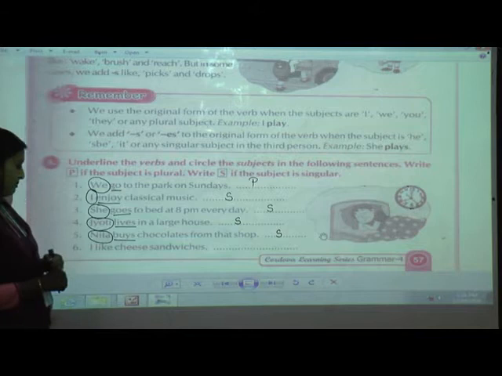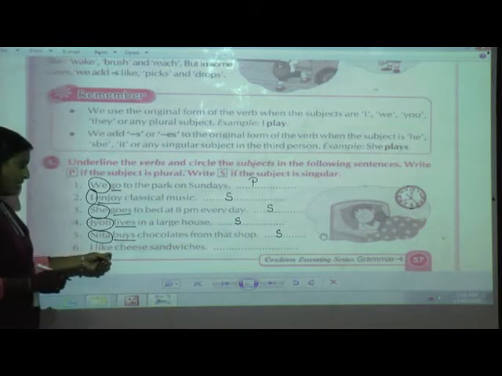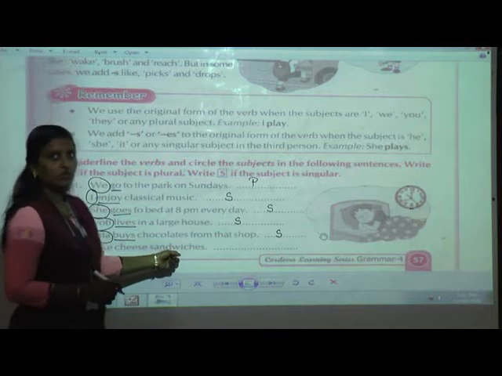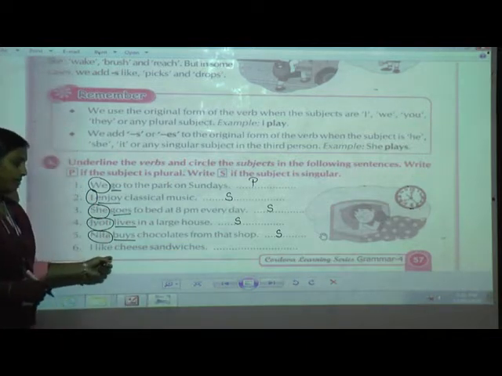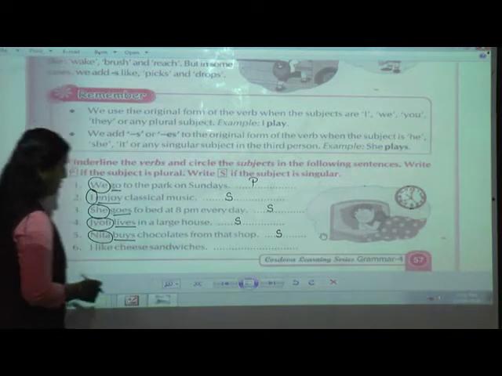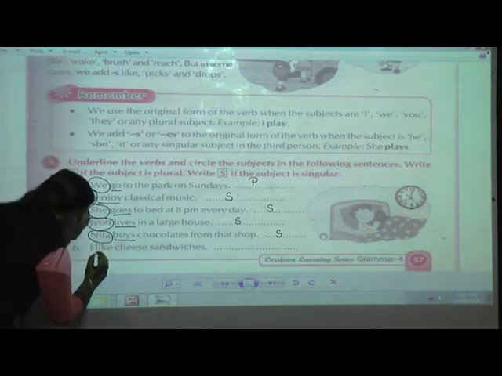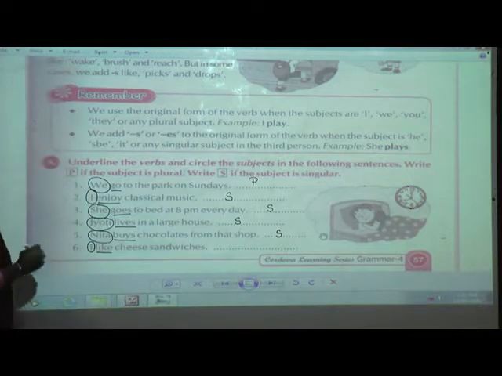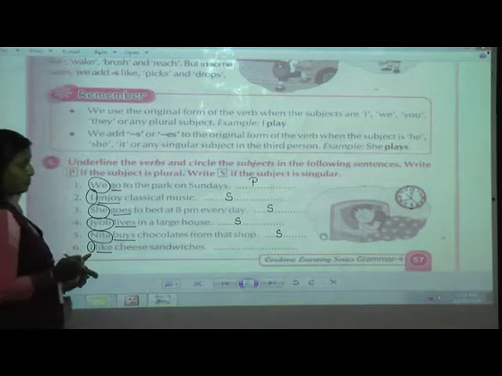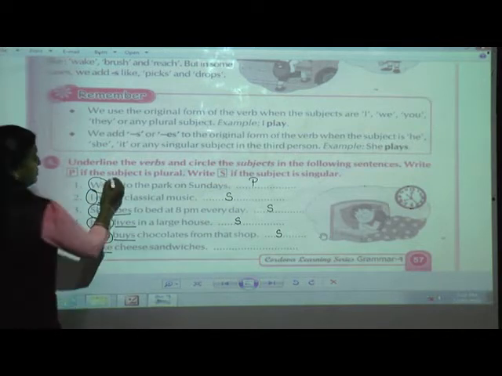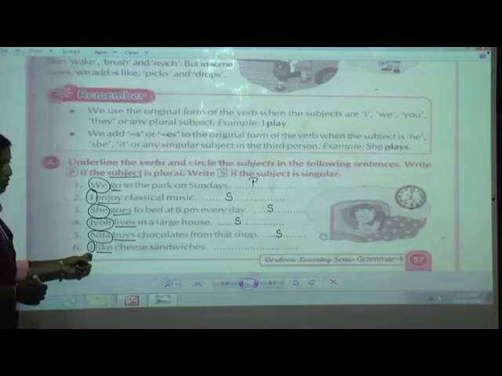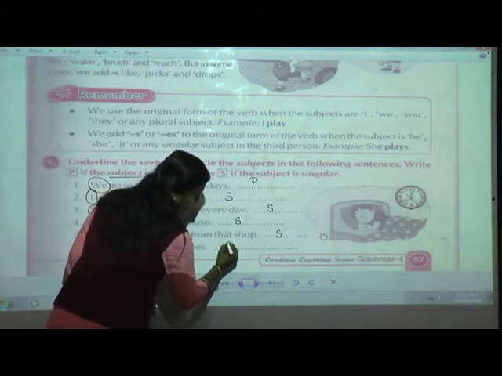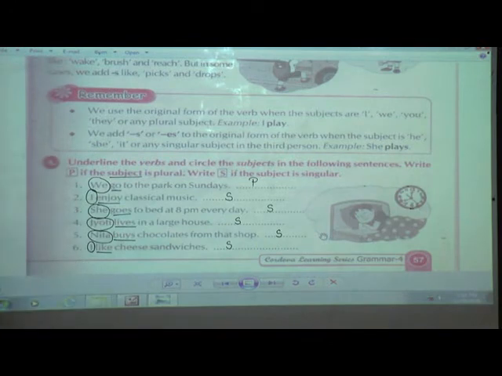You have to do along with me. Next, I like cheese sandwiches. What is the sentence? I like cheese sandwiches. So what is the verb over here? Like. Subject is I. What we have to see? We have to check the subject. Yes or no? We have to check the subject over here. So is the subject singular or plural? Exactly. Again, the subject is singular. Done? It is very easy. So you can turn the page.